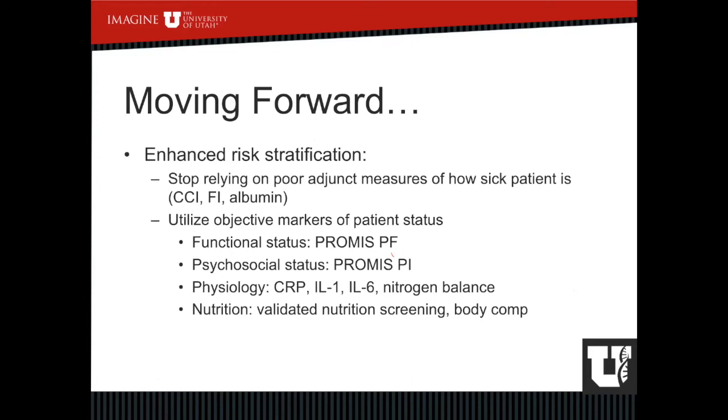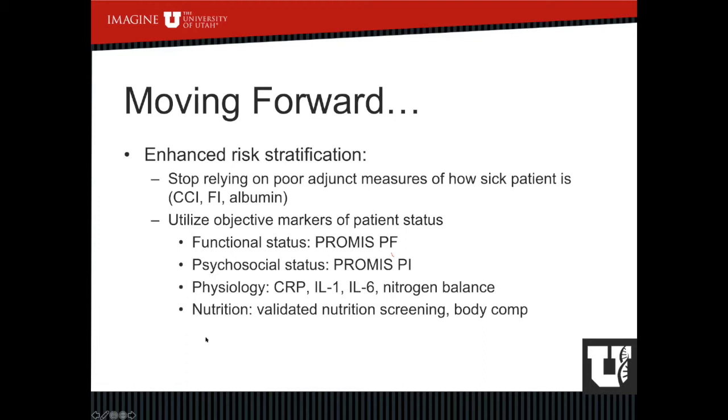So for functional status, which is really what frailty is trying to assess, the PROMIS physical function is a very good subjective measure, but gives us kind of scale information on that patient's functional ability. Psychosocial status, which has been shown multiple times to influence the outcomes after a surgery, the PROMIS pain interference appears to have pretty good predictive value for this.